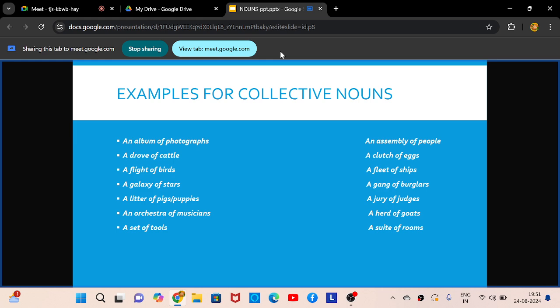A flight of birds. Group of birds is called a flight. A galaxy of stars. It is also called in another way that we will check in the next page.